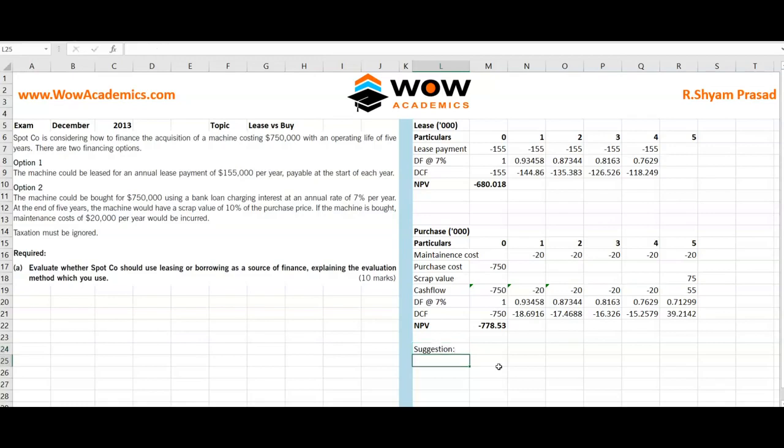So our suggestion is, as lease has a lower cost compared to purchase, it is better to lease the asset. So that's what we could do. So as lease has a lower cost compared to purchase, it is better to lease the asset. So that's it. That's about this sum. We'll move on to the next sum.